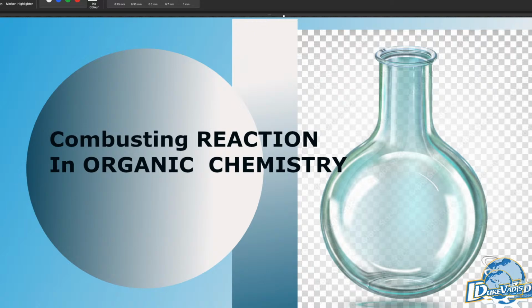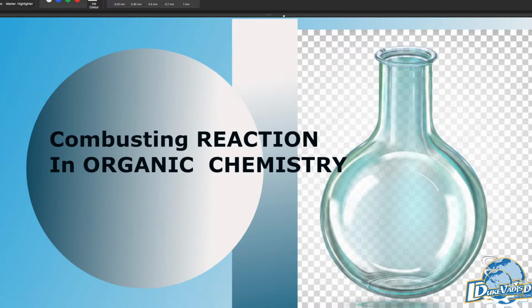Have an excess amount of oxygen to react with an organic substance to produce water and carbon dioxide. Now, carbon dioxide will be the main product that will occur if the reaction is complete. This is a combustion reaction.